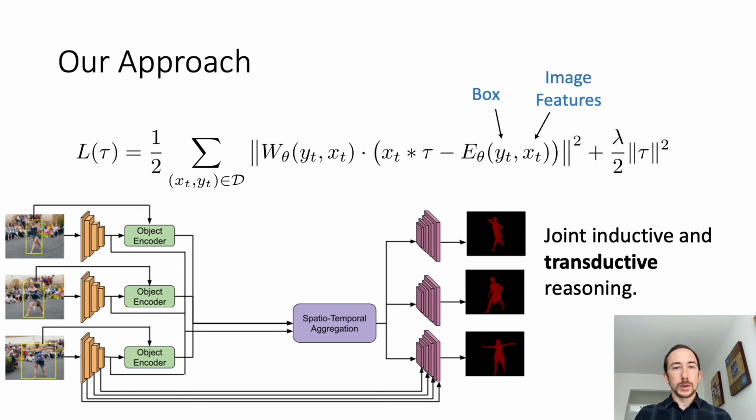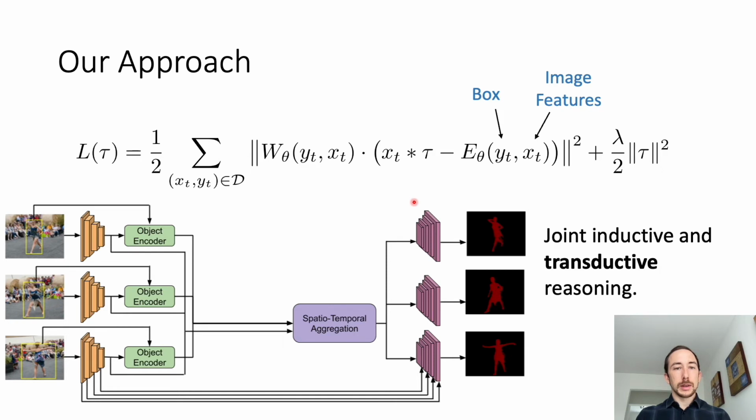So first of all, note that in contrast to the learning what to learn I presented previously, we are not given the segmentation mask of the training or reference frames. We only have the bounding box. So this is one important thing. The other, even more important difference, I would say, is that the frames we're doing prediction on, so the query frames in a sense, are also included in this optimization objective.